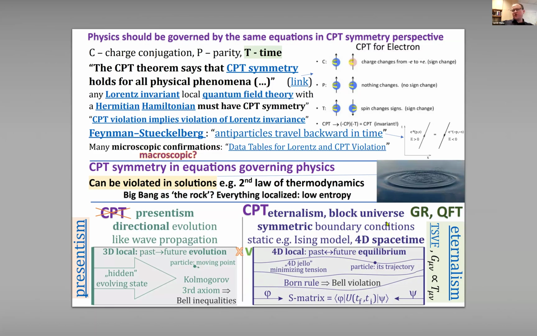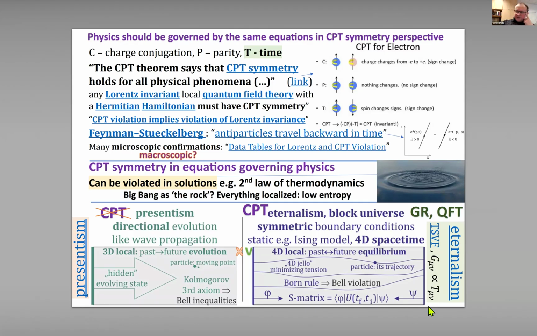It's called the eternalist block universe. That we live in a four-dimensional solution, like a space-time shape, and just the current moment is in equilibrium between past and future. So we are literally kind of four-dimensional jello, which optimizes action, for example, at every point. Particles are the trajectories. We can show the Born rule in this view: literally there is an amplitude going from an ensemble from the future and an ensemble from the past, and we need to multiply both to get the probabilities as in the Born rule. And having the Born rule, we can have Bell violation.